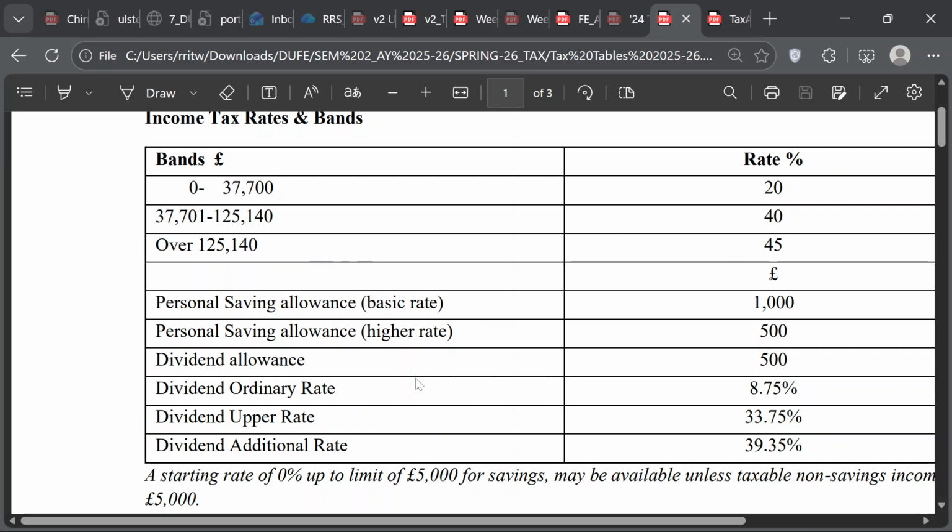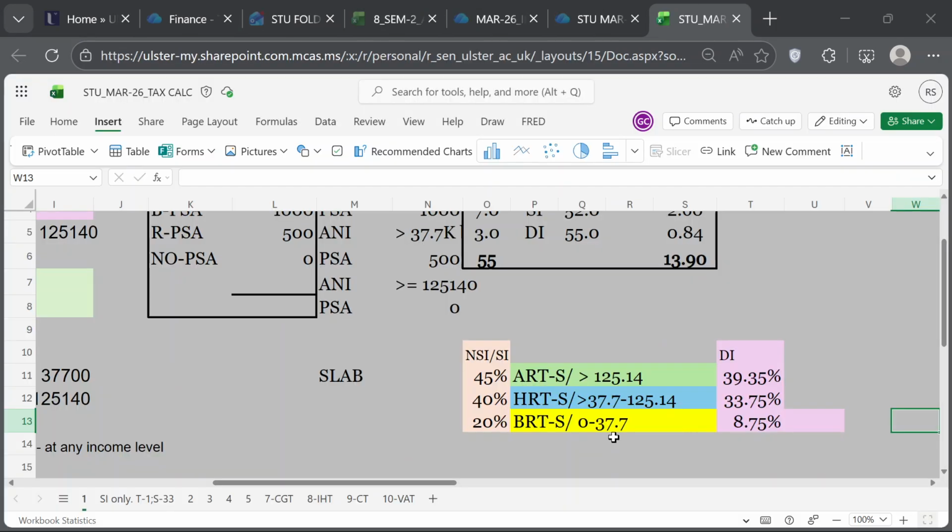They're just fixed figures. These are the slabs. For dividend also, you can mentally take these three slabs and paste them over here, so that 0 to 37.7 is 875, this one is 3375, and this one is 3935, which is what I've done here. But earlier I had done it the wrong way. I had done it upside down, because the lowest rate of tax should be this one. So this is what it means. Is this clear now?